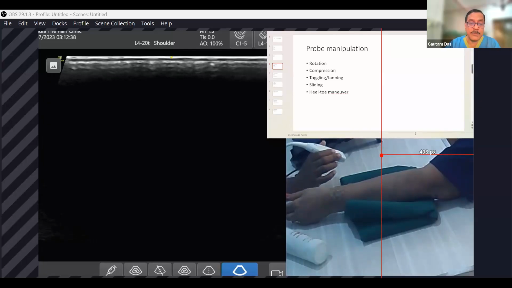Means in the tender area, when you are examining, you just gently press over the targeted or suspected area and see whether that is creating tenderness or not. So these are the areas. This is the application of the compression.